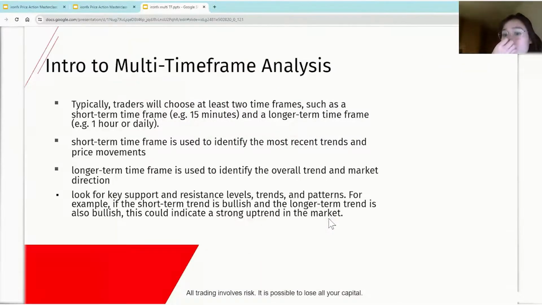Okay, so typically traders will choose at least 2 time frames, such as your short-term time frame and longer-term time frame.